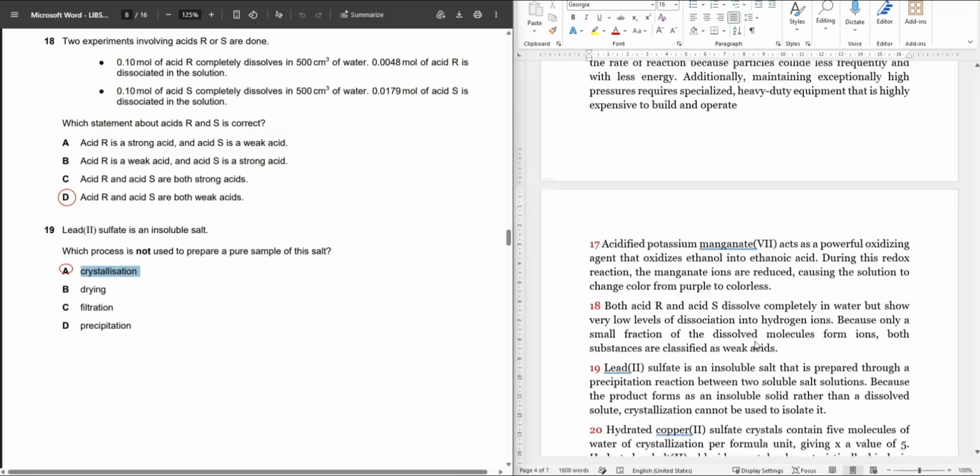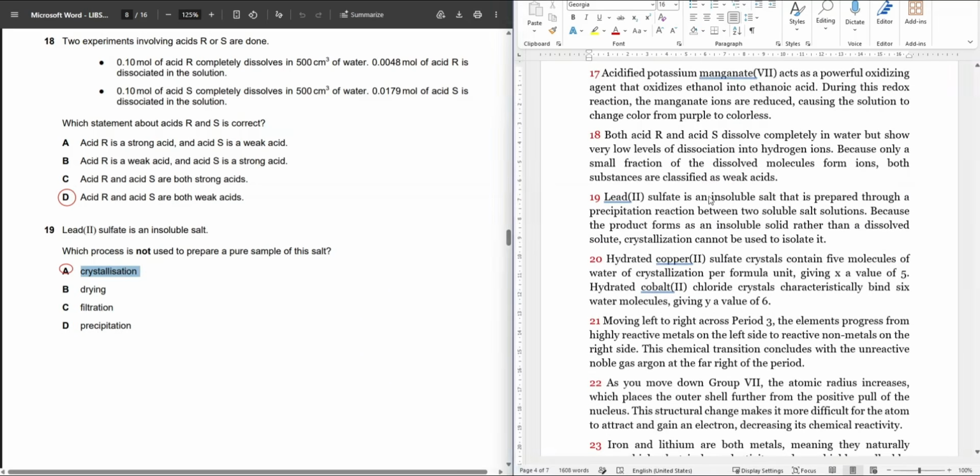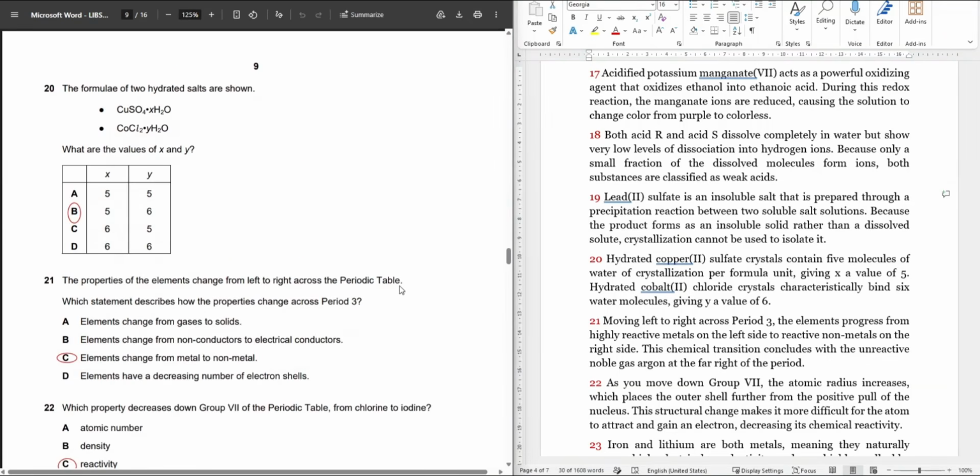The reason behind this is that lead(II) sulfate is an insoluble salt that is prepared through a precipitation reaction between two soluble salt solutions, because the product forms as an insoluble solid rather than a dissolved solute. Crystallization cannot be used to isolate it. That's the same thing they're asking us, which process is not used to prepare. Okay. All right, let's move on to our next question. Question number 20. It says the formulae of two hydrated salts are shown. Okay, this is copper sulfate and then NaCl2 with water attached.